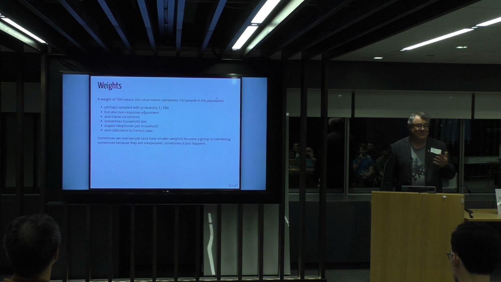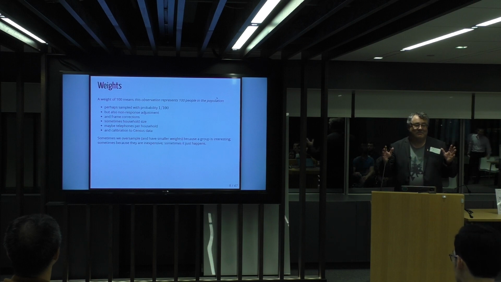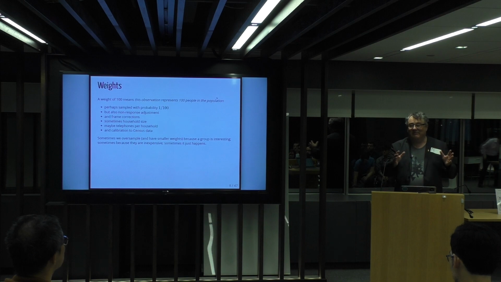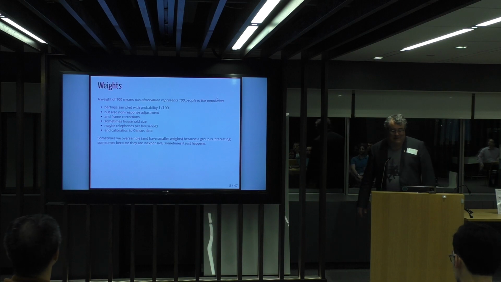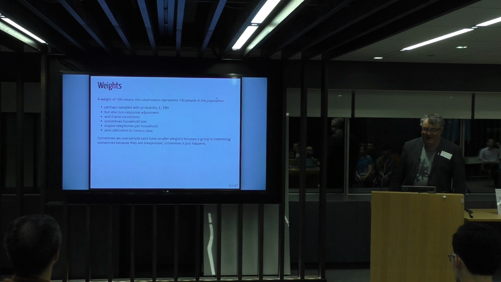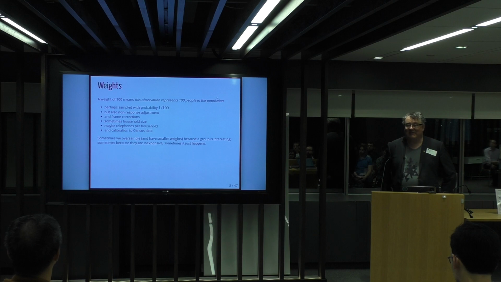Non-response adjustments for people who don't reply, frame corrections for when you've got a list of buildings, but the list of buildings is 4 years old and some of them have been knocked down and new ones have been built. Household size correction, telephones per household, all sorts of stuff. But the weights generally get given to you.